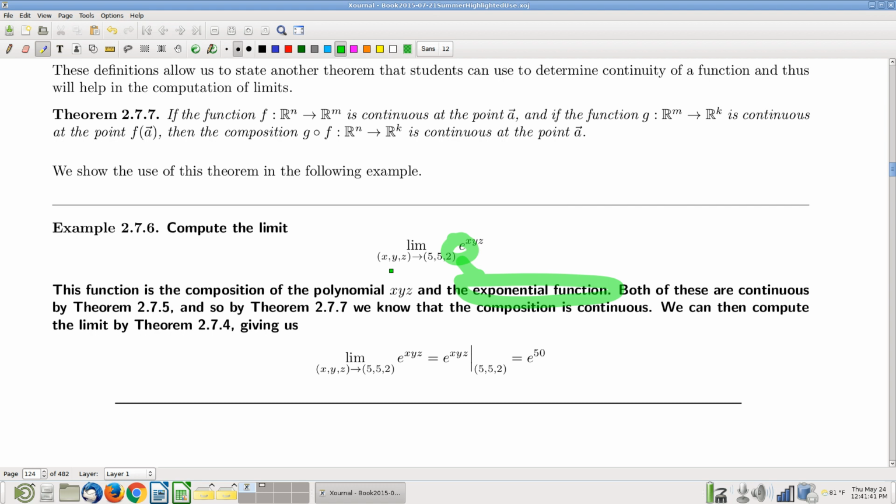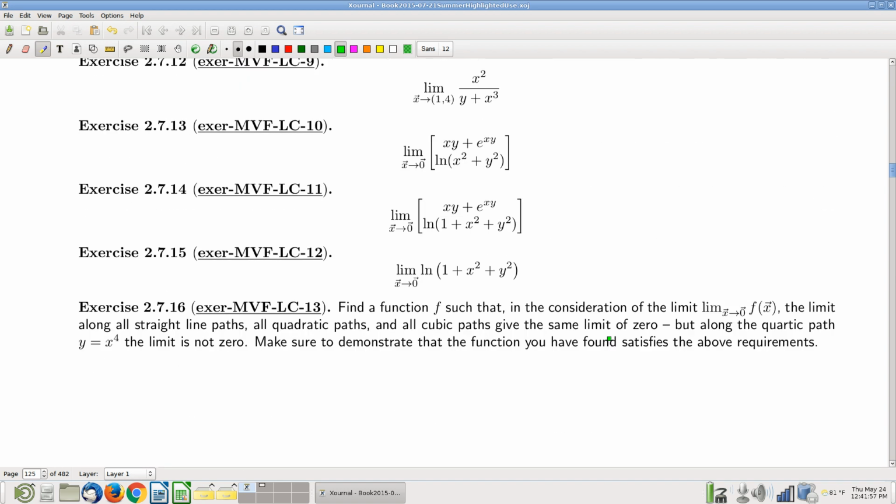And the act of exponentiation, that is a known continuous function. So by this theorem, we know that this is a continuous function, and again, computing the limit is easy. Okay, so that finishes up 2.7.